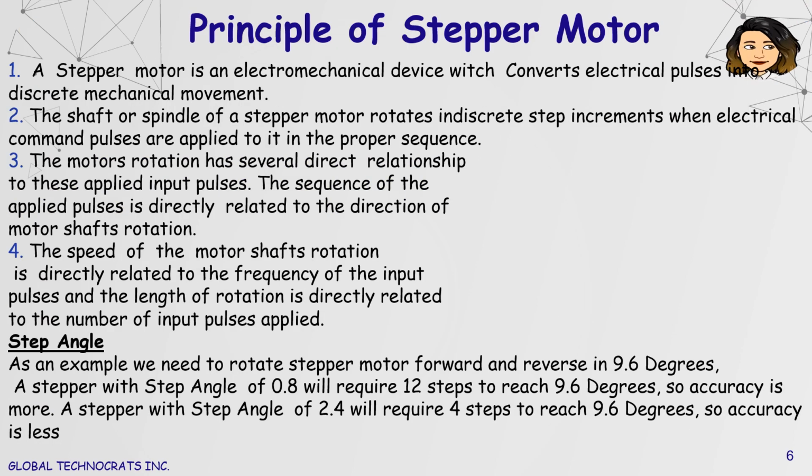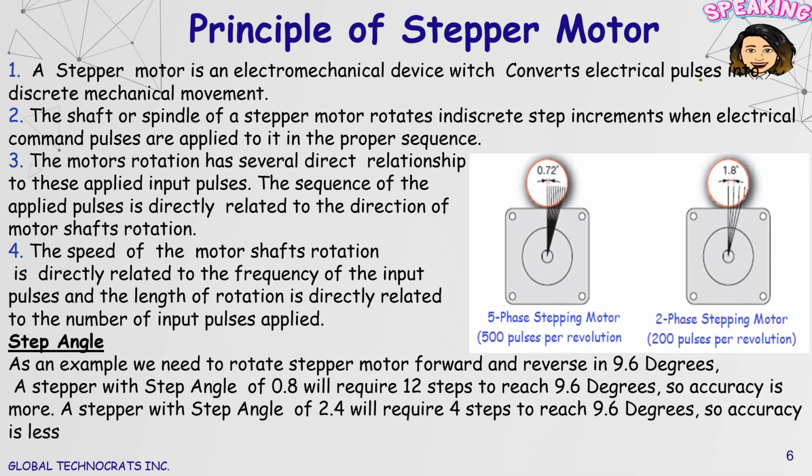Principle of stepper motor. A stepper motor is an electromechanical device which converts electric pulses into discrete mechanical movement. The shaft or spindle of a stepper motor rotates in discrete step increments when electrical command pulses are applied to it in the proper sequence. The motor's rotation has several direct relationships to these applied input pulses. The sequence of applied pulses is directly related to the direction of the motor shaft's rotation. The speed of the motor shaft's rotation is directly related to the frequency of the input pulses, and the length of rotation is directly related to the number of input pulses applied.